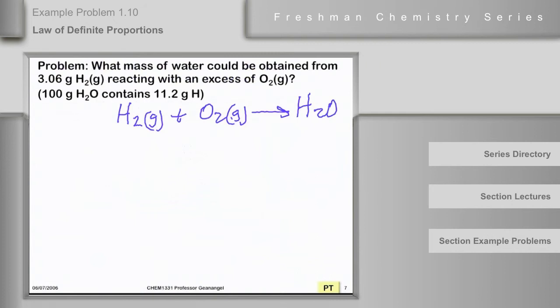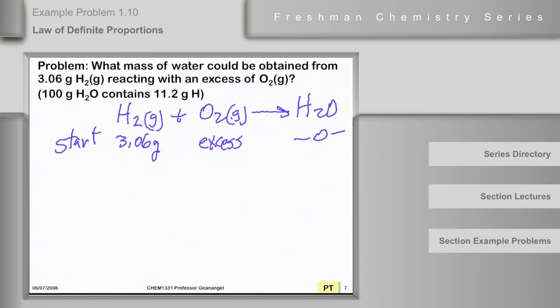This is what goes on in the main engine of the space shuttle. Hydrogen and oxygen making water. Now, in this particular case, we're given at the start 3.06 grams of dihydrogen. And we're given an excess of dioxygen. And to start with, there's no water.